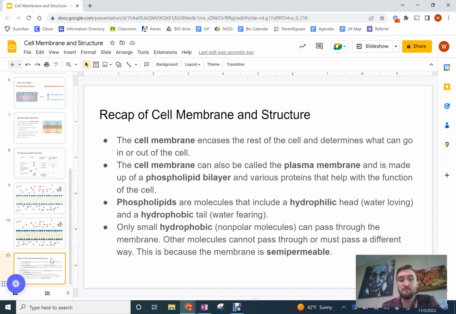We learned that phospholipids make up that phospholipid bilayer, and they're molecules that include a hydrophilic head, which means they like the water and they're attracted to it, and a hydrophobic tail, which is water-fearing, meaning that they move away from the water. We also learned that only small hydrophobic or nonpolar molecules can pass through the membrane, and other molecules cannot pass through, or they need to pass through a different way. And again, this is because the membrane is a semi-permeable membrane. It's not a completely permeable membrane. So some things can pass through, others cannot.